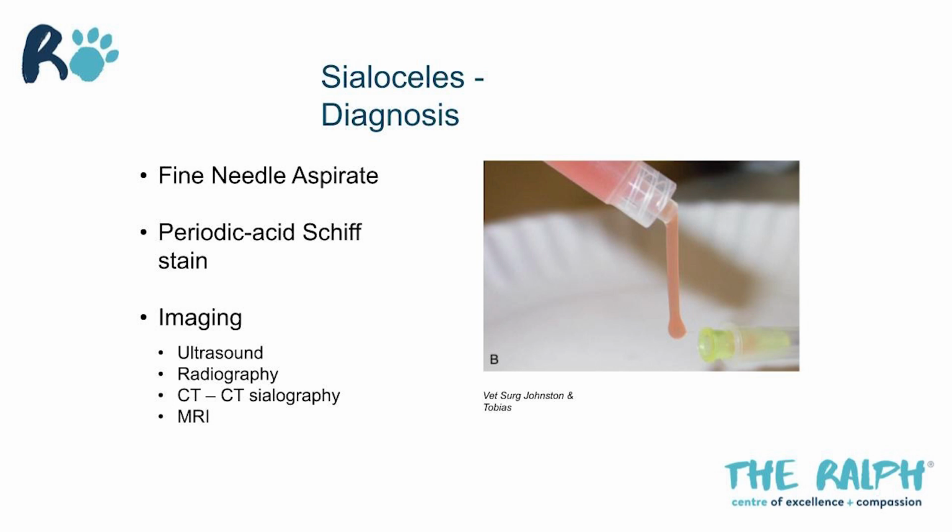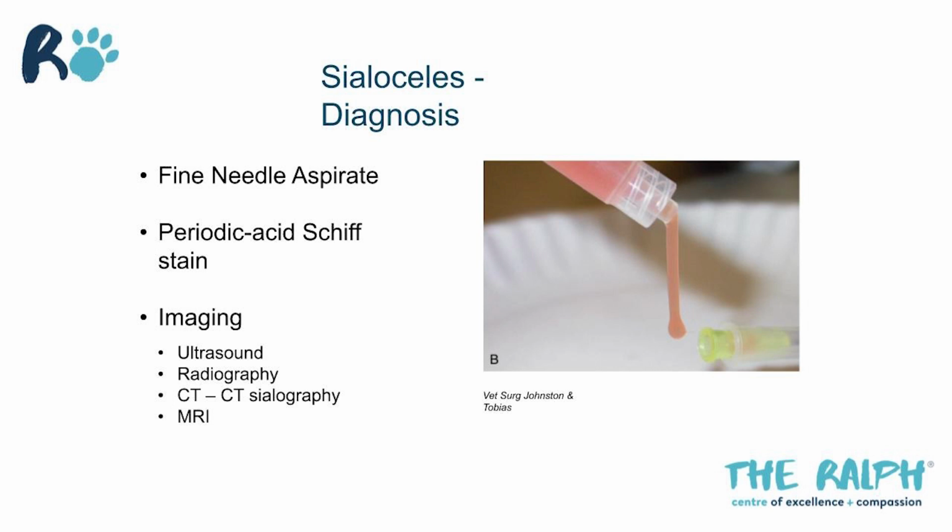To be honest, this is not something that I do routinely because we send our samples to a clinical pathologist and they will do it for you and send their report, and there you go, diagnosis of sialocele. So the PAS, the periodic acid-Schiff stain, is a mucin-specific stain. So it will stain mucin, which is in the saliva, pink to violet.